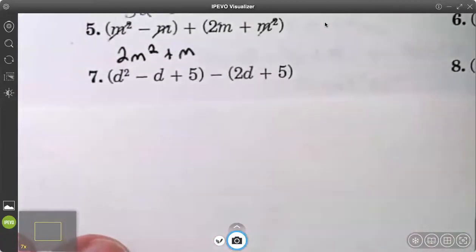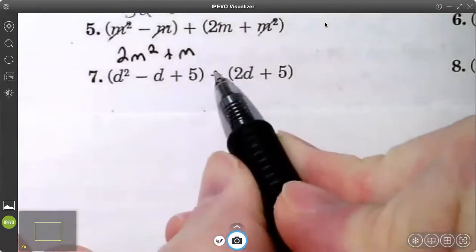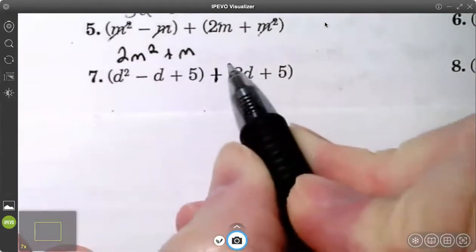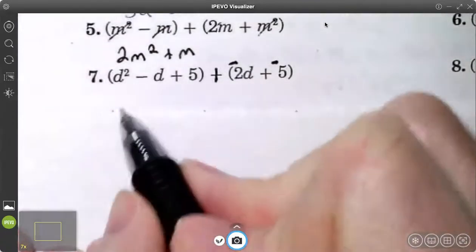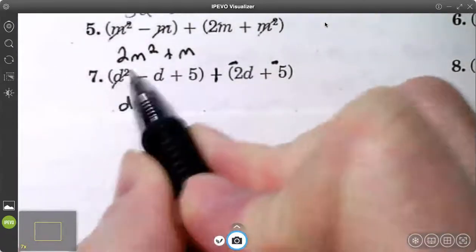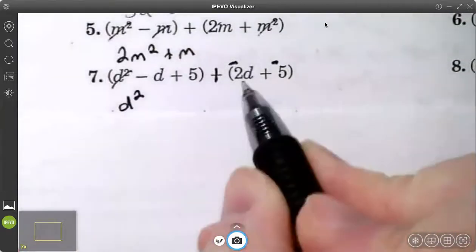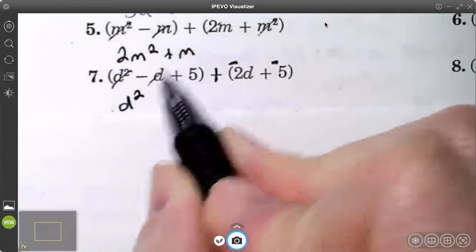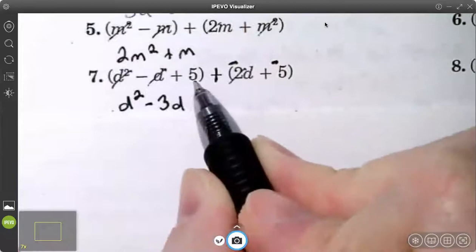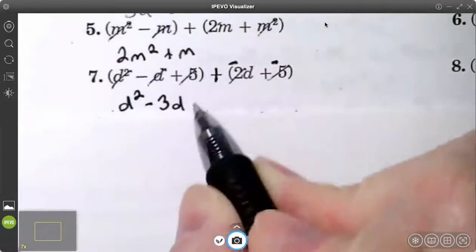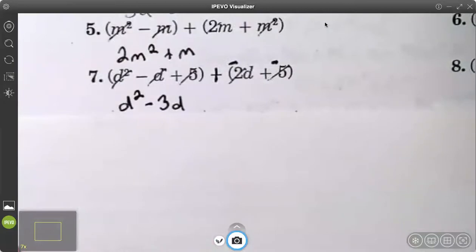Try number 7. Number 7 is subtraction, so I distribute my negative. Change subtraction to addition. Both of them are positive. I change them to negative. Start with the biggest degree, which is 2. My next biggest degree are my 1s, or my d's. Negative 1d and negative 2d is negative 3d. Then I do my constants. 5 plus negative 5 is 0. I don't write plus 0, it's understood. So simplest form is a binomial with a degree of 2 and a leading coefficient of 1.